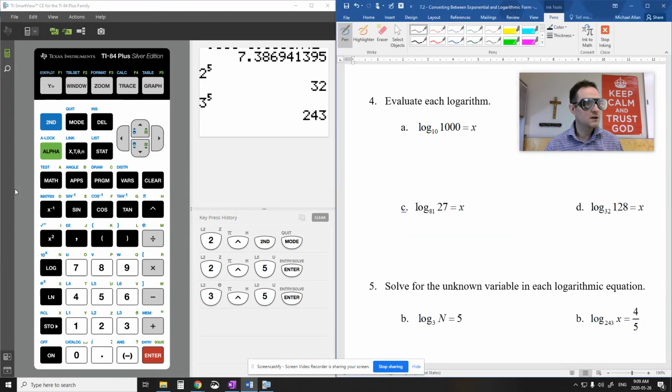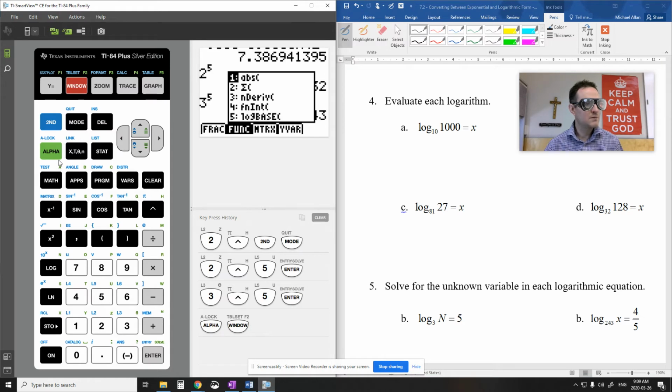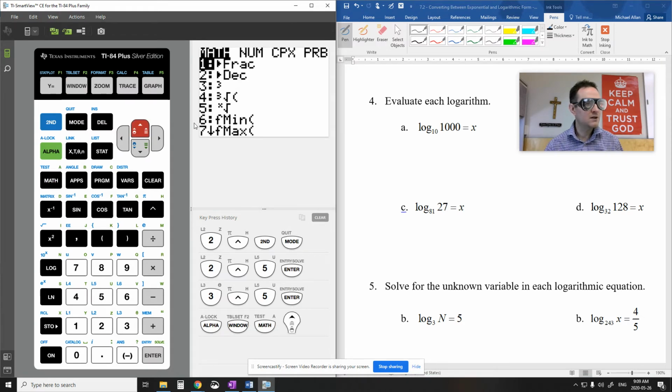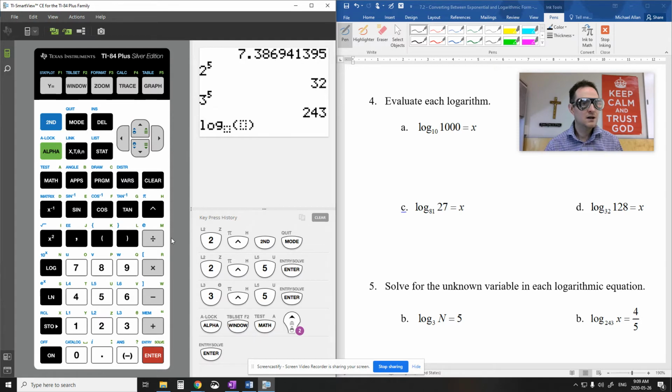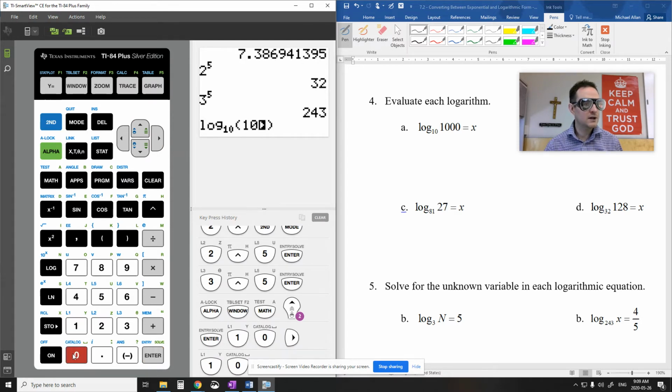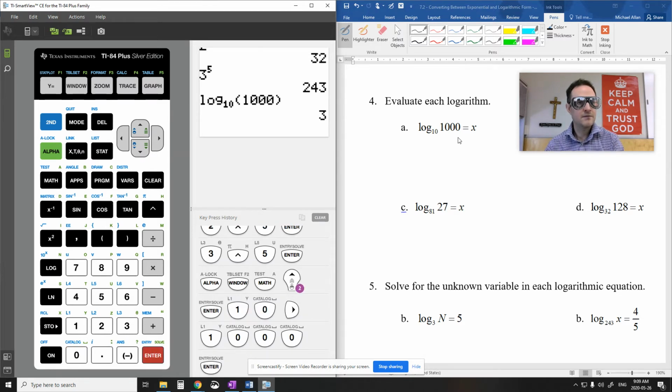So here we want log base 10. Then we can hit alpha window, or you hit math and go down to the bottom, and it says log base under the math here. So I'm going to choose log base, and then put in our numbers. Now, if you don't have one of these newer calculators, you can't do this. So I'll get 3. So here, x is equal to 3.